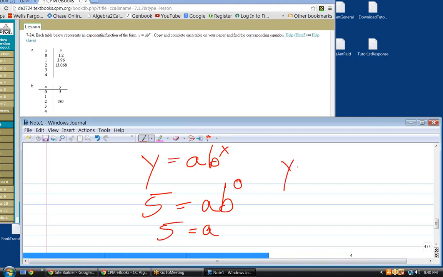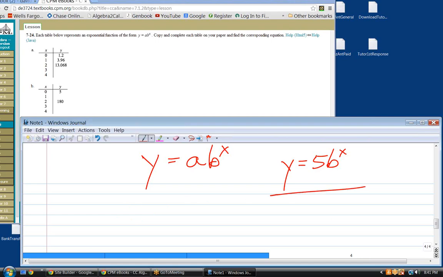So now I know y equals 5 b to the x, but I still don't know b. So now I use the other data point that they've given us, 2 and 180. And that's going to let me figure out what b is. So what do I want to write? Using the 2 and this data point. 2 for x and 180 for y.